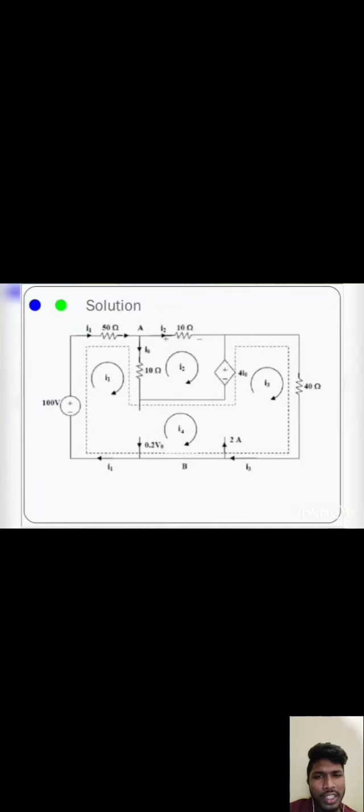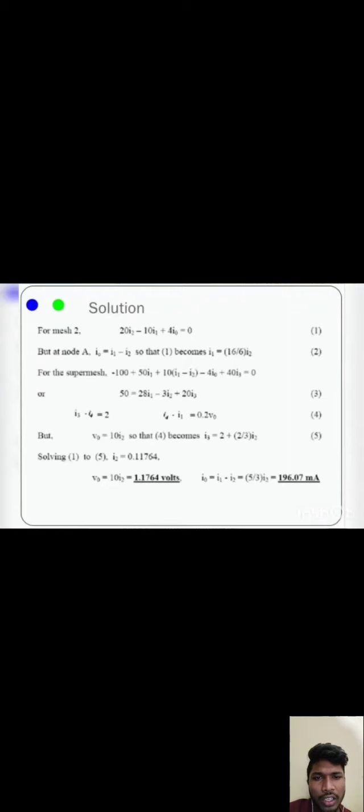For example, use the mesh current method to find I naught in the circuit. We need to follow the mesh current analysis for the circuit. First we need to assign the meshes. There are 4 meshes in this circuit: mesh 1, mesh 2, mesh 3 and mesh 4. Mesh 1 is at left, mesh 2 is middle top, mesh 3 is right and mesh 4 is middle bottom. We need to write the equations for these meshes, and by solving these equations we can find the I naught current in the circuit.